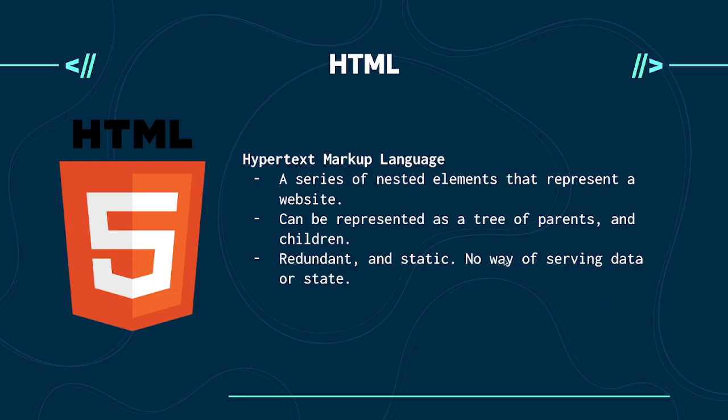But essentially, what HTML is, is a series of nested elements that represent a website, right? And the biggest thing that you need to keep in your mind for the next 30 minutes, until I get to the part where it matters, is that it can be represented as a tree of parents and children, something kind of like a graph. Who's taken CS1 or CS2? Okay, cool. So we have a general understanding of what graphs are, like linked lists, trees, all that type of stuff. So that comes in handy later on when we talk about React.